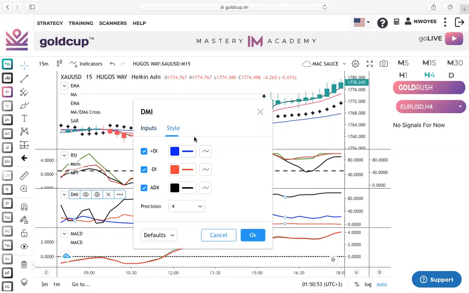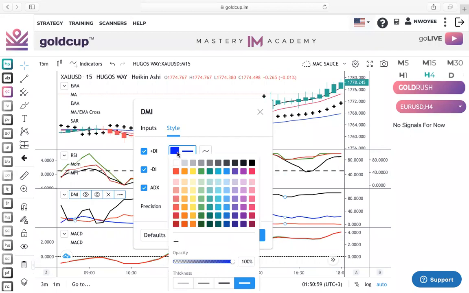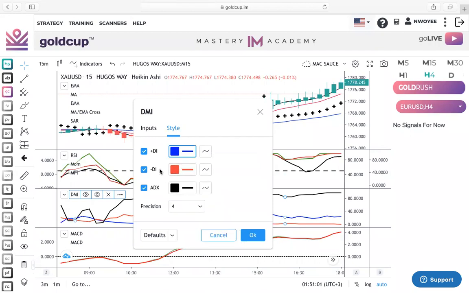And then the style: DI plus is blue, DI minus is red, ADX is black, and precision is 4. So DI positive is blue, DI negative is red, ADX is black, and precision is 4, right?